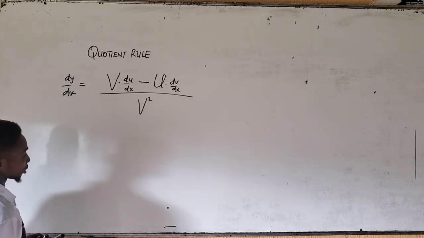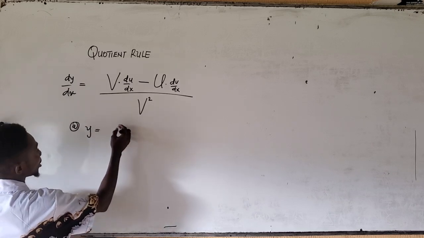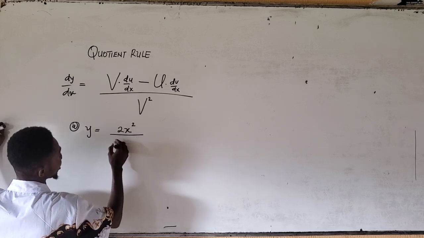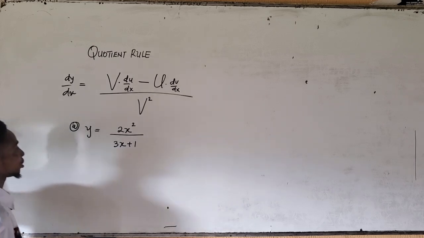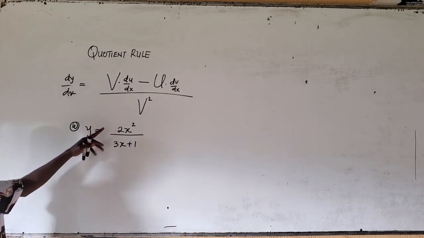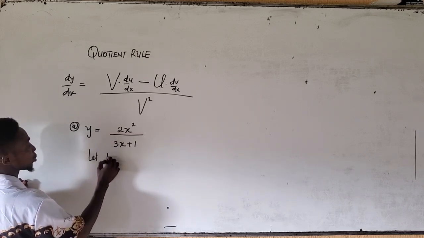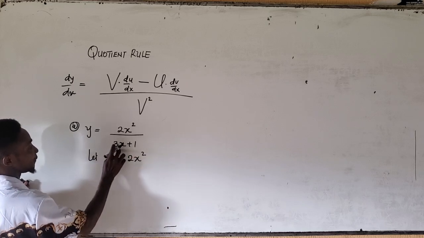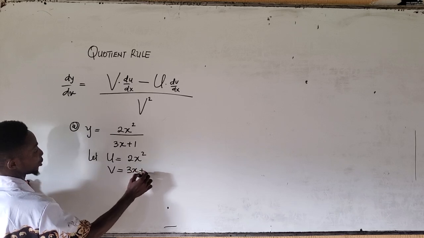So let's say we have a question giving us, take y to be 2x squared all over 3x plus 1. So without wasting time, to solve this particular problem, since they are dividing themselves, use quotient rule. You say let u equal to the numerator 2x squared and let v equal to the denominator 3x plus 1.